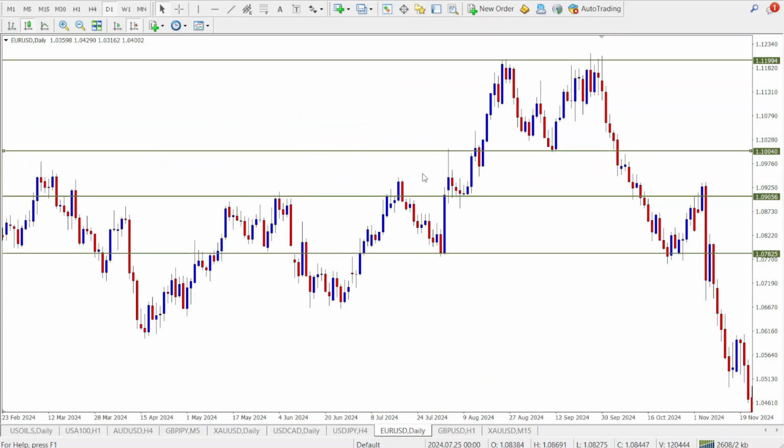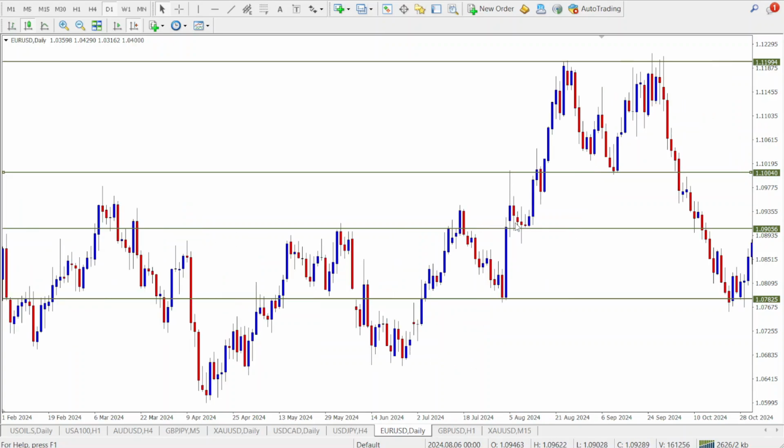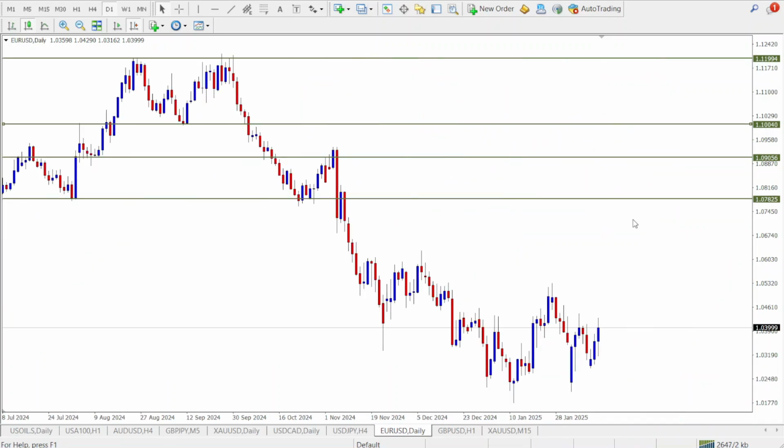Remember that when a resistance is broken, it turns into a support. This was a resistance level, but after it was broken, it turned into a support. This was also resistance, then it turned into a support after it was broken. This remains a resistance because it's yet to be broken at the moment. Now this, you can see, turned into a support. This was a support before, but as it was broken it turned into a resistance. And then this was a support, it was broken and turned into a resistance, and so on.